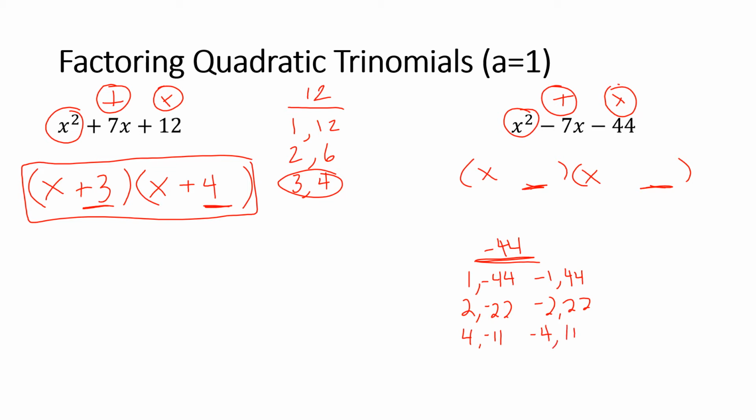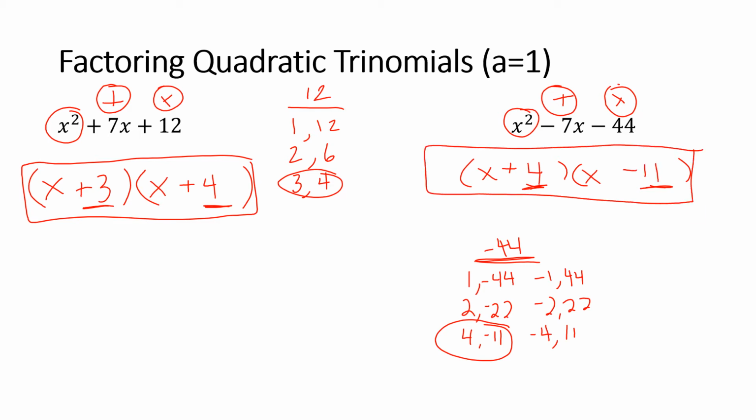Now, out of all of these combinations, what would add together to give you negative 7? That would be the 4 and negative 11. So we would have x plus 4 and x minus 11. Those are the factors of this quadratic trinomial.